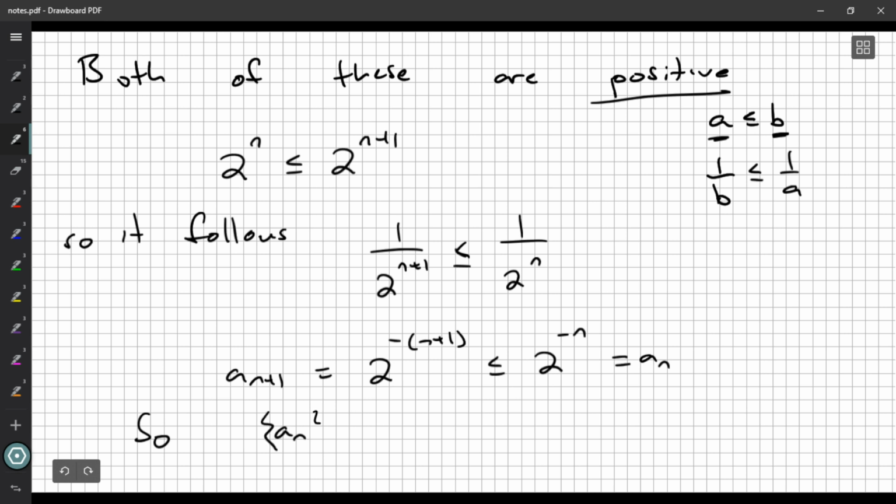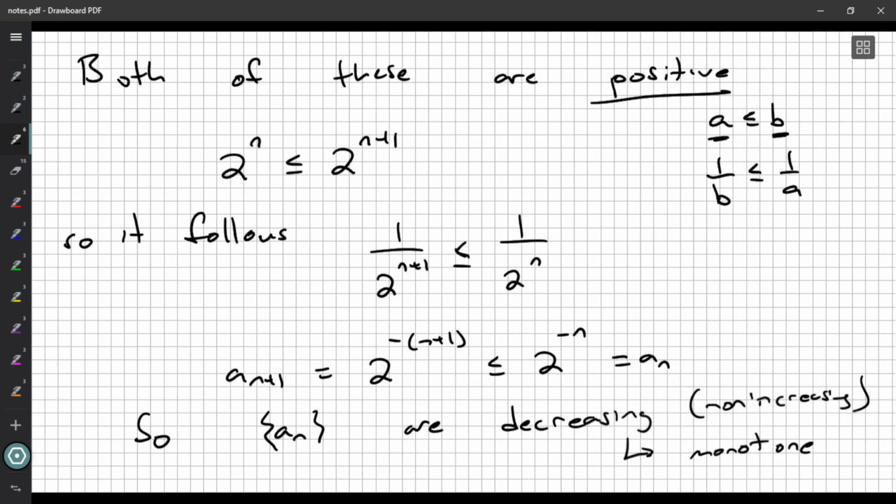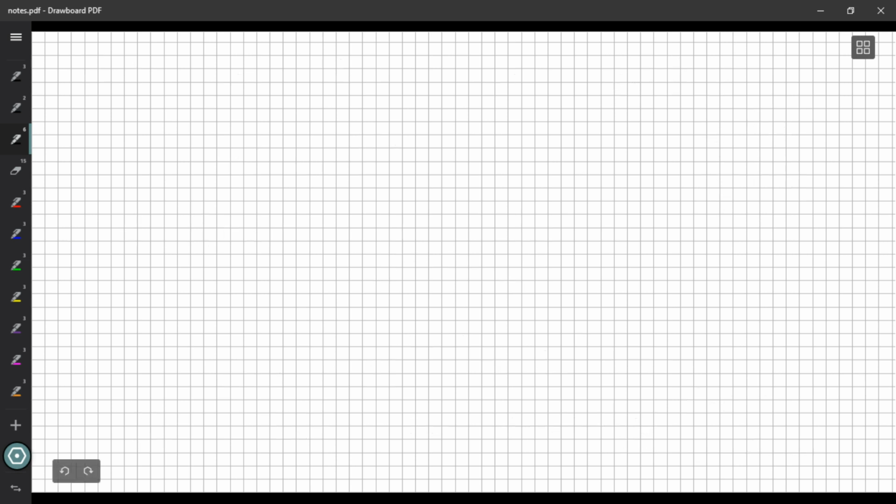So the a_n's are decreasing. Or if you wanted to, you could say non-increasing. Sometimes people think decreasing has to be strictly decreasing, so I'll just say non-increasing. But that does mean that it's monotone, because it's all heading in the same direction. That's great. That's one of the conditions we need to show.